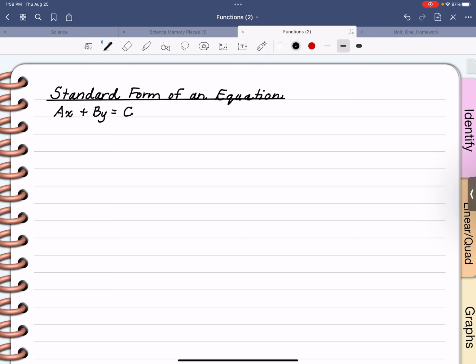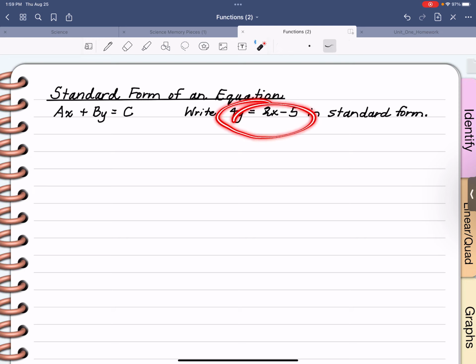So here's an example. Let's just copy this example down. It says to write 4y equals 2x minus 5 in standard form. Now, I don't want to do that in most situations. I would prefer it in the form it's in right here. But that's not what they're telling me to do. So if my professor says you need to write this in standard form, I need to do what he's telling me, or she.